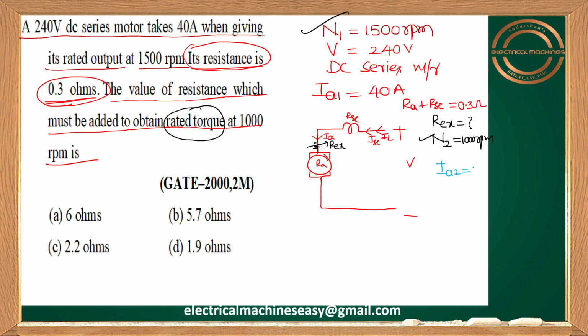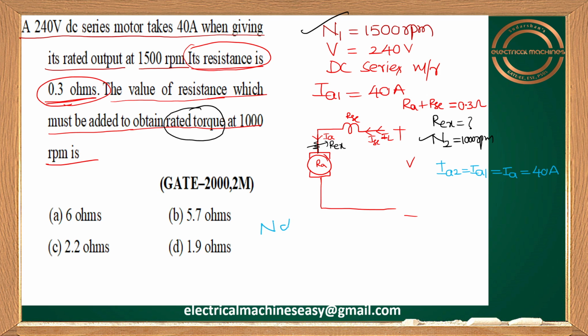Let us see. You should take IA2 equal to IA1, what is that value? 40 amperes. Okay guys, 40 amperes. Now please try to proceed and tell me the answer.